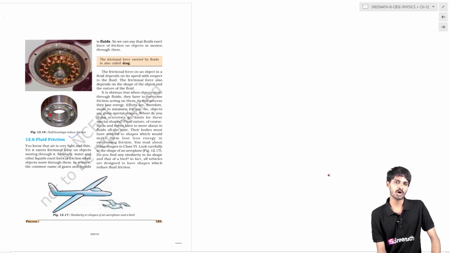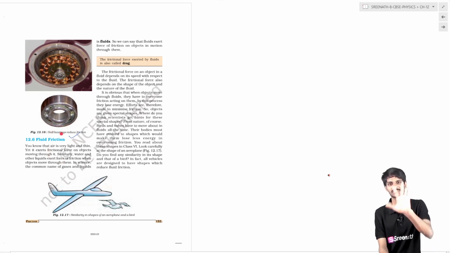By the use of these ball bearings, these two surfaces move over one another very easily. Here the friction is reduced. So in many machineries, sliding motion is replaced with rolling motion with the use of ball bearings. Why? Because in sliding, the friction is more, and in rolling, the friction is less. So rolling friction is less than sliding friction. So we have completed the fifth topic also.